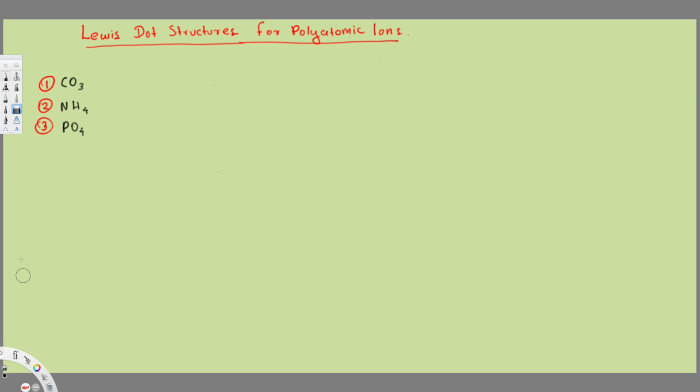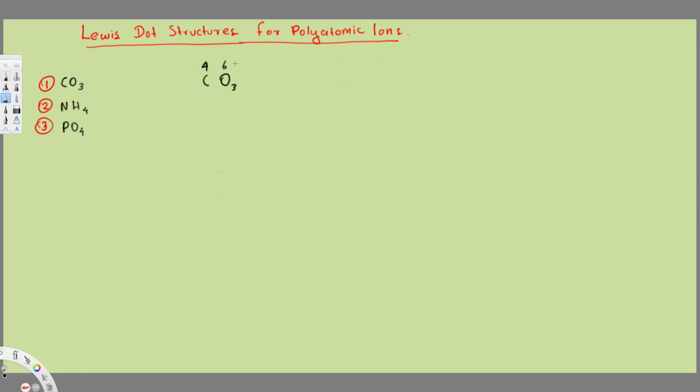Guys, let's draw the Lewis diagram for these polyatomic ions right here. So let's grab the CO3 first and see what we are going to have. If I draw CO3, before I draw that, I have to count the valence electrons. We know that carbon is going to have 4 valence electrons, so let's put 4 right here, and each oxygen is going to have 6 valence electrons.